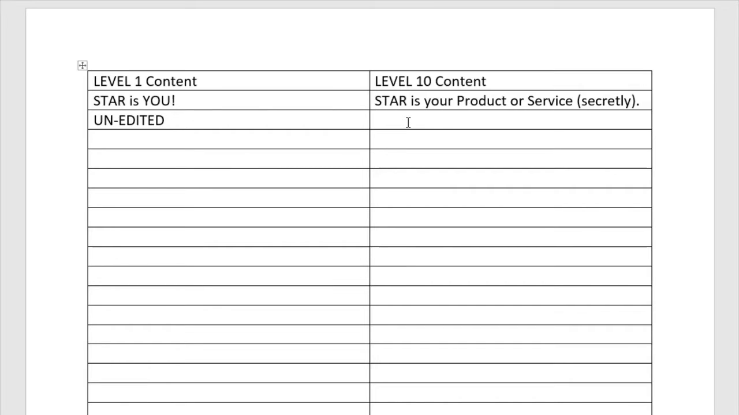Level 10 content is edited for perfection. When I say perfection, it's because it's more ninja. On the surface, they may look almost the same, but there's many more specific details in level 10, so it's edited, I'll say, for perfection. I know nothing is perfect. However, it's almost perfect once we're done with it.